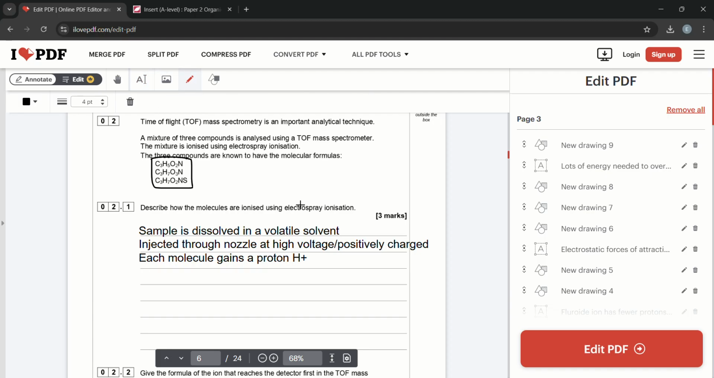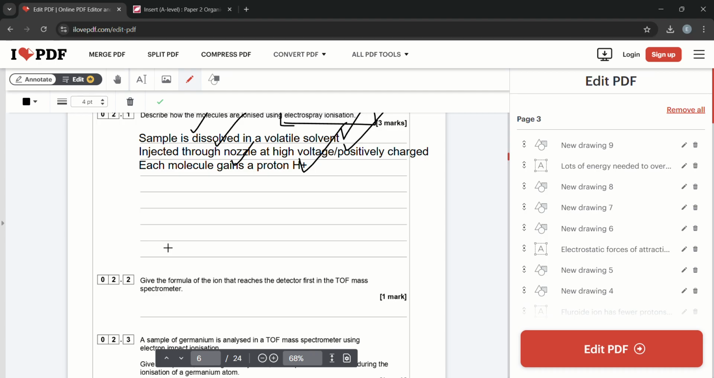So electrospray ionization, just how well do you know electrospray ionization, electron impact ionization, acceleration, ionization, detection, all of those? You do need to know them in detail. So a sample is dissolved in a volatile solvent, injected through a nozzle at high voltage, positive charge, and each molecule gains a proton.